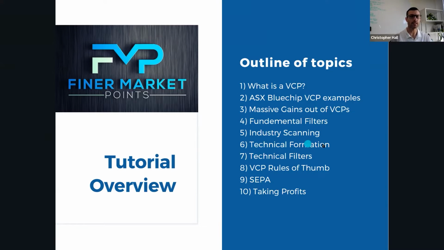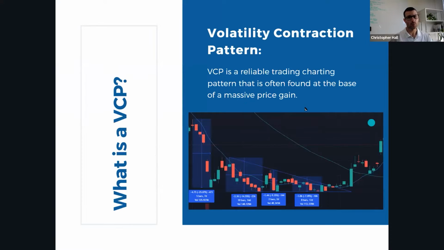We move over to technical formation. That's where we're looking at the charts and the overlays, and then the technical filters that are used as well. We have some rules of thumb and then the SEPA, as well as some taking profits in this strategy. As we move through, we're going to have a look at the volatility contraction pattern. So the VCP is a reliable trading charting pattern that is often found at the base of a massive price gain. We're going to have a look at many examples there.